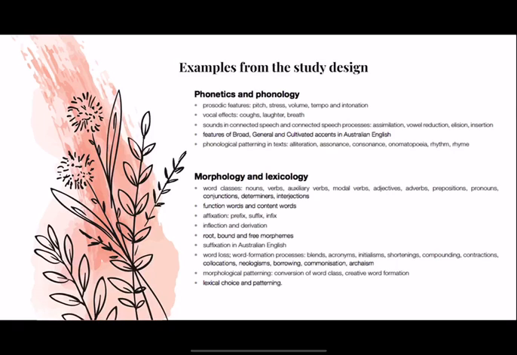Okay, so I've included examples from the study design. So this is just the meta-language list. It breaks it up into subsystems. These are the kinds of things that you should be looking for in texts to analyse. I'm just going to run you through each one. I won't read them aloud. You can pause it and read through them yourselves. So this is for phonetics and phonology and morphology and lexicology.